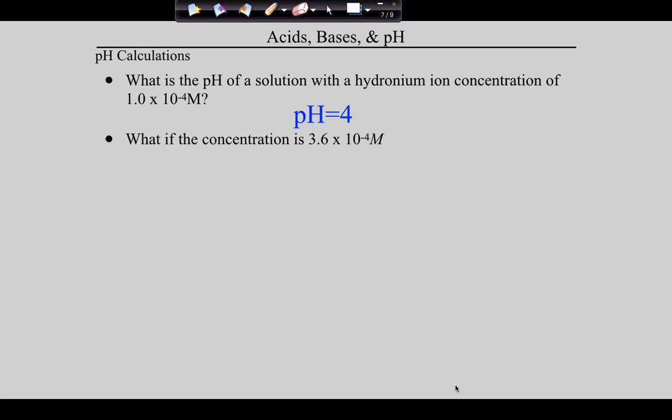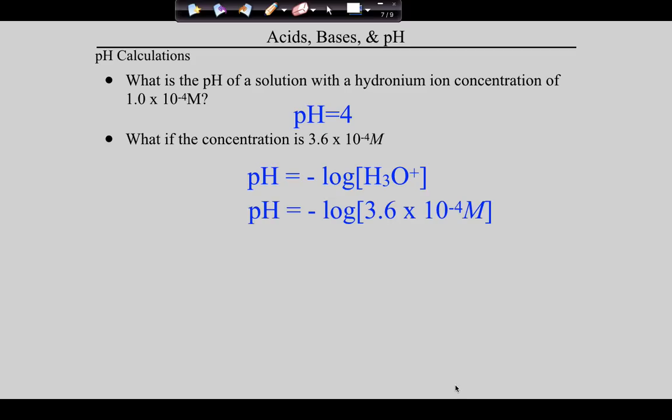Do this with me. Write down your equation. pH is equal to the negative log of hydronium ion concentration. The brackets, not parentheses. It's important. It's brackets. Now you're going to plug this number into the equation and then your calculator. So now we plug in the hydronium ion concentration. pH is equal to the negative log of 3.6 times 10 to the negative 4th.